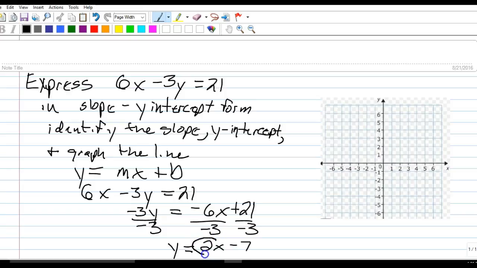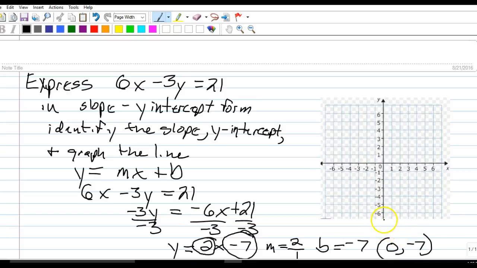So my slope here is 2. So m is equal to 2, or if you like, 2 over 1. And my y-intercept here is negative 7. So b is equal to negative 7. So that gives me an ordered pair on the graph here. Remember that, again, the y-intercept is the y-coordinate at which the graph crosses the y-axis.